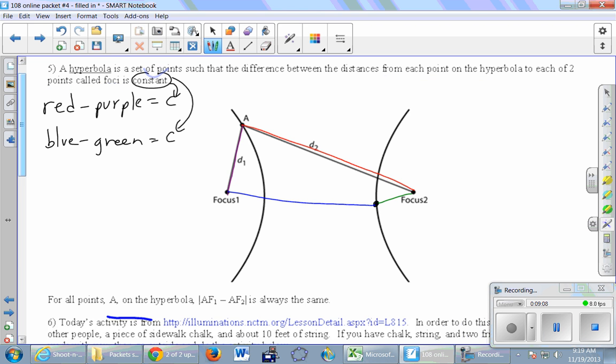For all points A, the difference between the length from A to F1 and the length from A to F2 is always the same. The absolute value is here just so we don't have to worry about making sure we subtract big minus small.